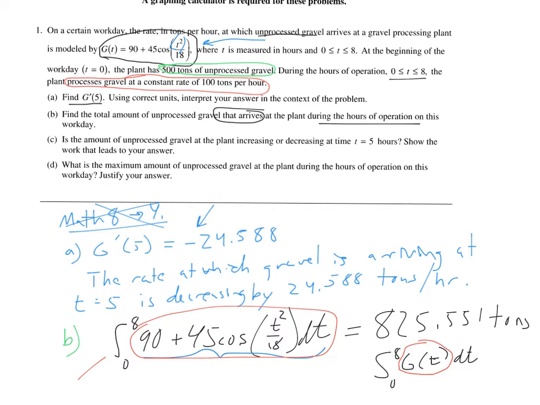Another variation of this question is sometimes they say, what's the average amount? And so if they ask you the average amount, let's say this question was average amount, you would just put 1/8 on the outside, and so you'd have 825.551. You divide that by 8, you get about 103 point something. So that's a variation on question B.